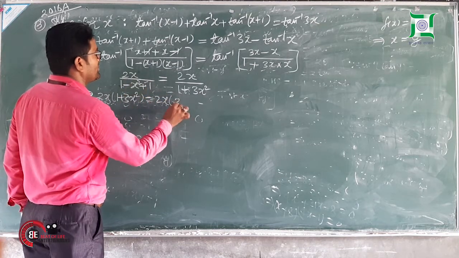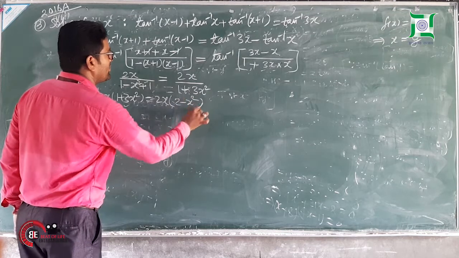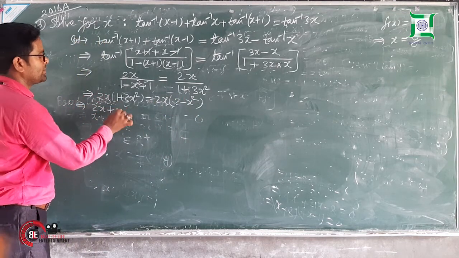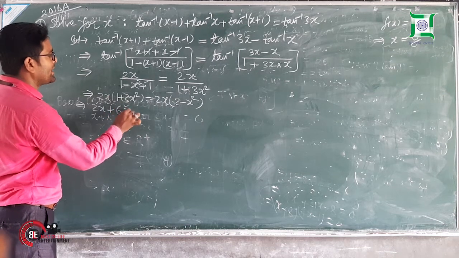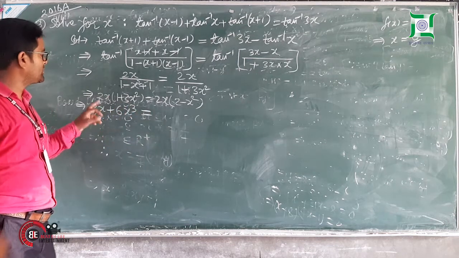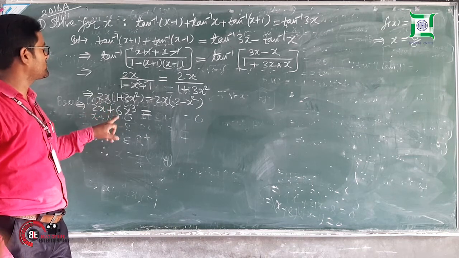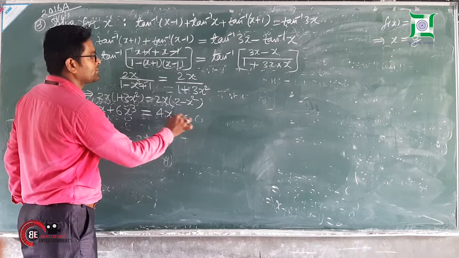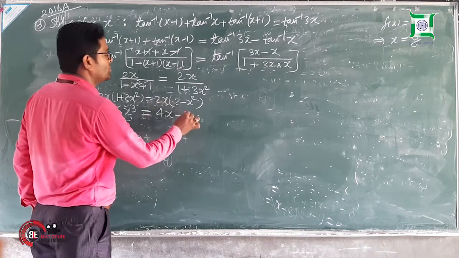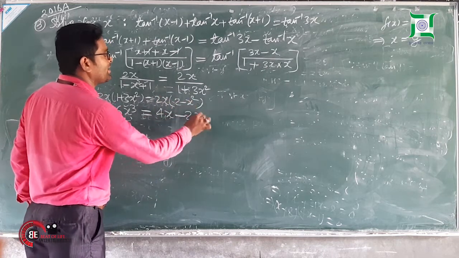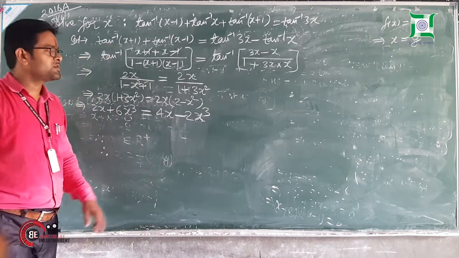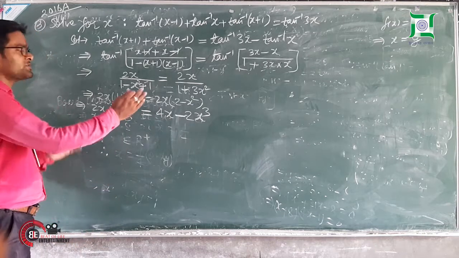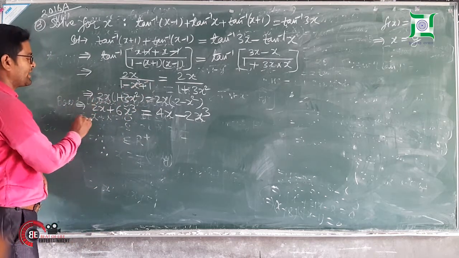We can write it as 2x into (1 plus 3x square) is equal to 2x into (1 plus 1, 2 minus x square). Multiply it further. It will be 2x plus 2 threes are 6x cube is equal to 2 twos are 4x minus 2x into x square, x cube. So it is 4x minus 2x cube.